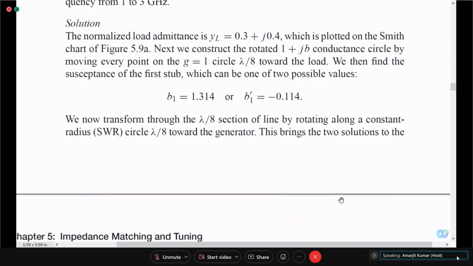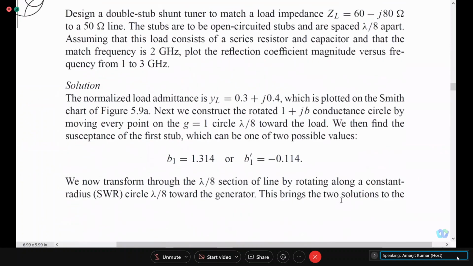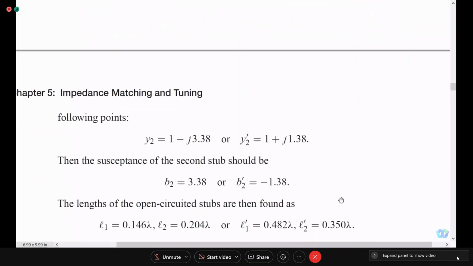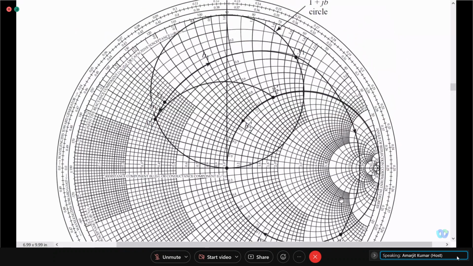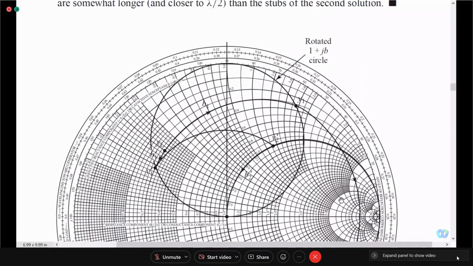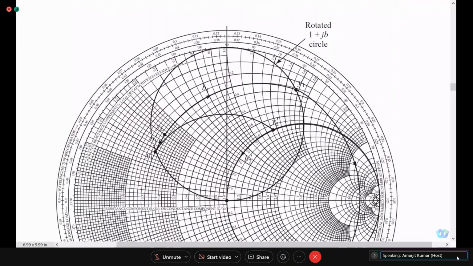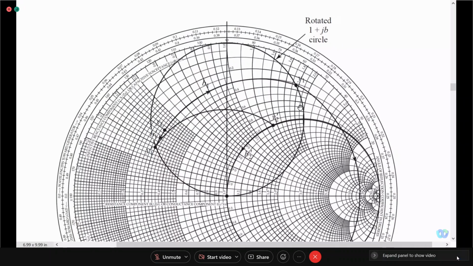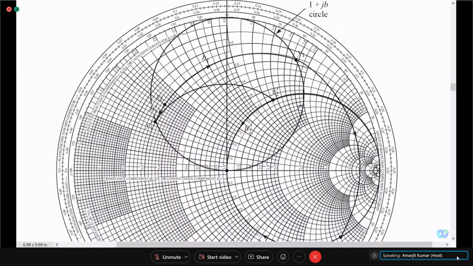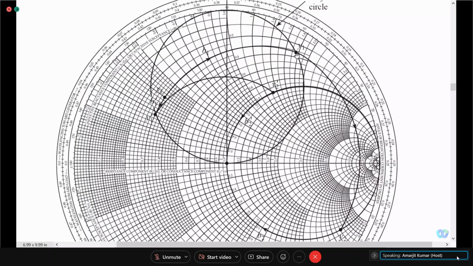So B1, B2 is okay. Now again come on Smith chart. From Y1, Y1 is here. B1, B2 we have determined. From Y1 to D distance we have to travel. D means lambda by 8. Lambda by 8 means 0.125 lambda. Towards the generator means clockwise. Go clockwise and reach the 1 plus JB circle. So Y1 towards the generator clockwise on the 1 plus JB circle. It is intersecting at Y2.